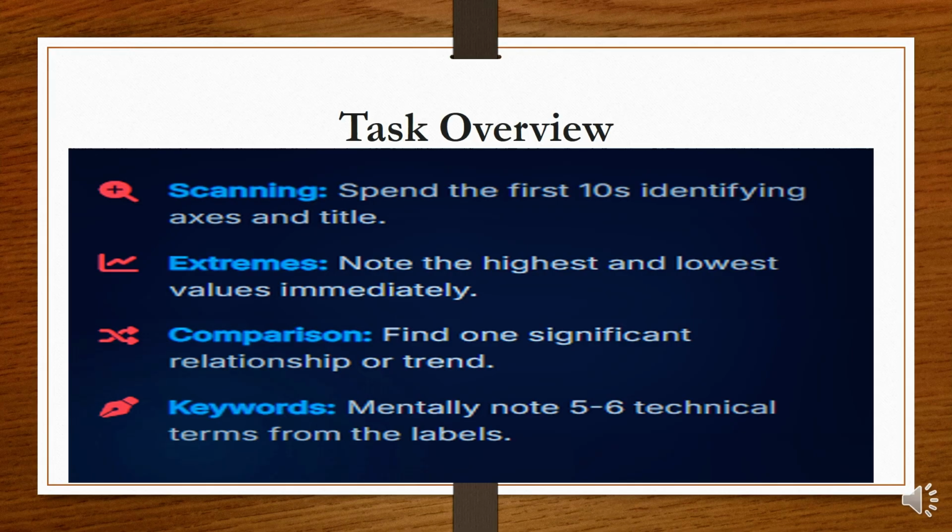Firstly, when you see an image that you have to explain, scan and spend at least 10 seconds identifying the axes and the title. Note the high and the low values immediately. Comparison: find one significant relationship or trend. Keywords: mentally note 5 to 6 technical terms from the labels. If you're following any kind of template, make it simpler for yourself and note these 4 points that I've mentioned.